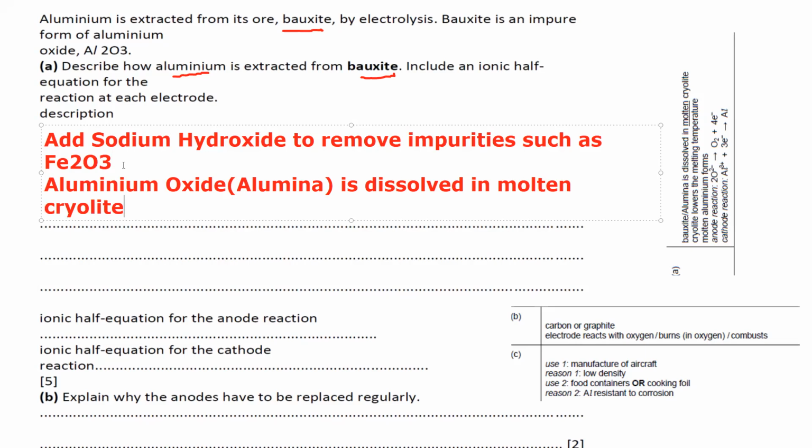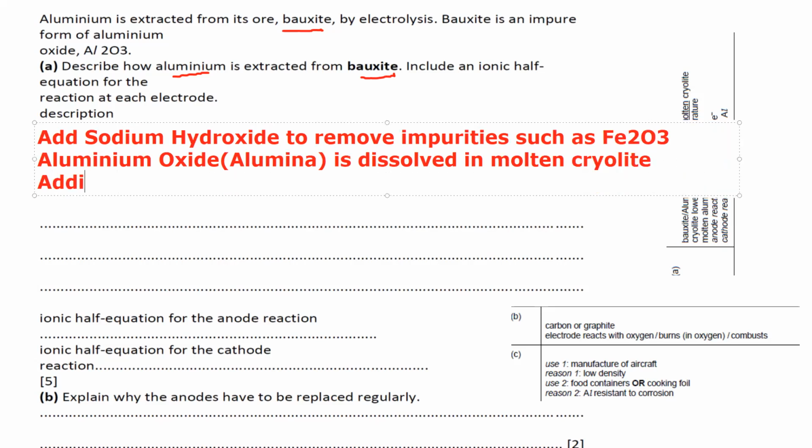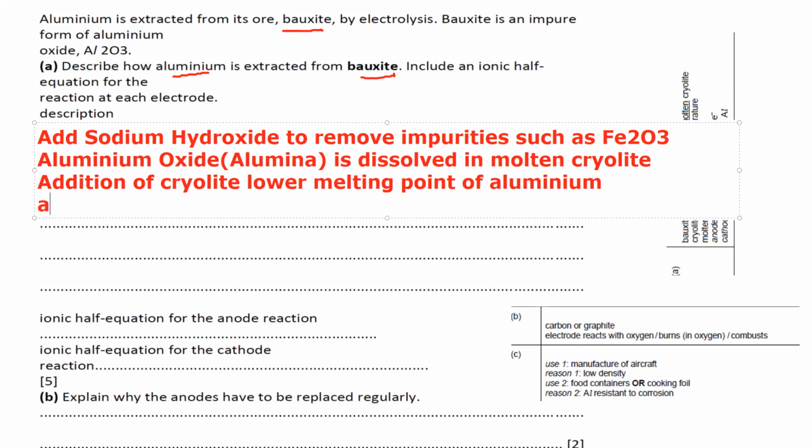Then what is the advantage of adding molten cryolite? The addition of cryolite, what will it do? It will lower the melting point of aluminium oxide and increase the conduction.